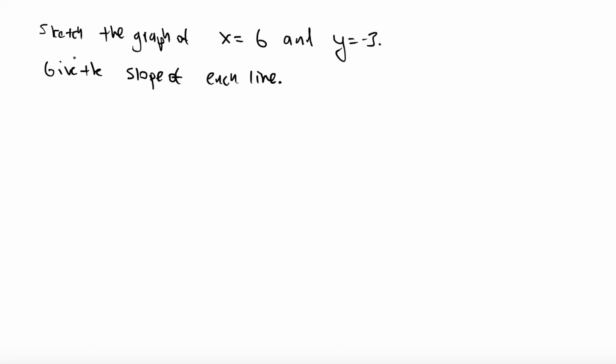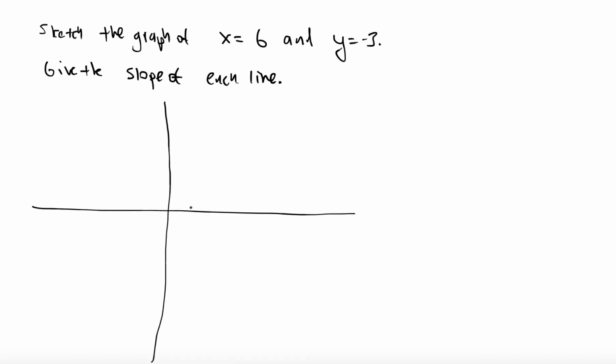All right, so here we are asked to sketch the graph of two different lines. The first one is x equals 6, and the second one is y equals -3. And we also want to give the slope of each line. So we can draw these both on the same coordinate axis right here, right?